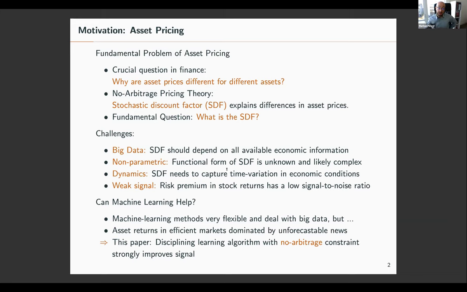Number three, dynamics should matter. For example, the exposure to risk and the price of risk during a boom can be different than during a time of a recession. And somehow we need to incorporate these dynamics. Now, can machine learning methods help?